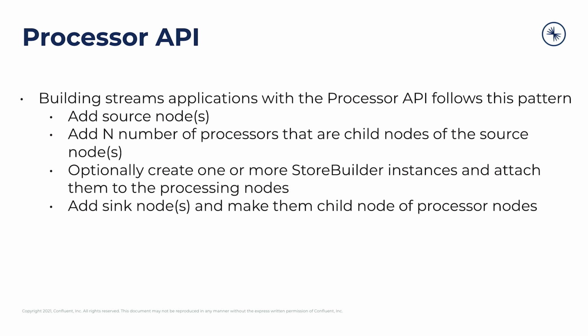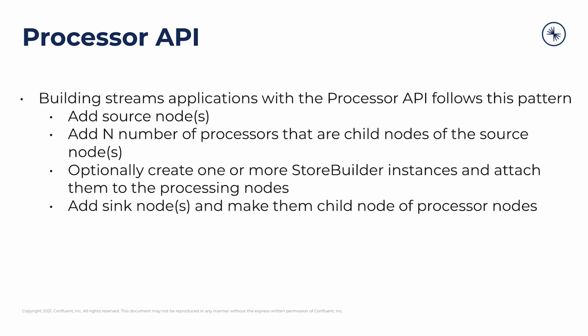So how do you actually build a Kafka Streams application with the Processor API? As we mentioned before, it's a lower level API in which you actually build up this processor topology that we've discussed node by node. It follows this basic pattern of you add a source node or source nodes. This is similar to the KStream or the KTable. A source node is just something that reads from a topic in Kafka. You can then add any number of custom logic processors as child nodes of these source nodes. These are just the downstream nodes of the source in this directed acyclic graph.